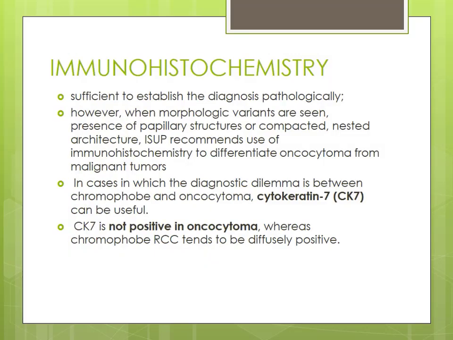Now, immunohistochemistry. Whenever there is uncertainty in the diagnosis, we can apply some immunohistochemical markers to differentiate different types of renal masses. Whenever any morphological variant is seen, like papillary structure or compacted nested architecture, SIUT recommends the use of immunohistochemistry to differentiate oncocytoma from malignant tumor. Whenever there is a diagnostic dilemma between oncocytoma and chromophobe tumor, we can apply cytokeratin 7. Cytokeratin 7 is absent in oncocytoma, whereas chromophobe RCC tends to be diffusely positive. So this immunohistochemical marker can be helpful.